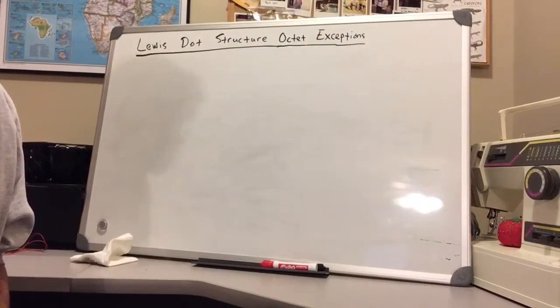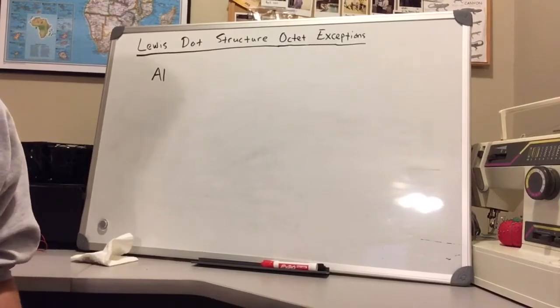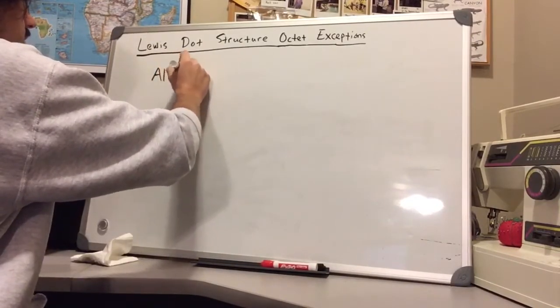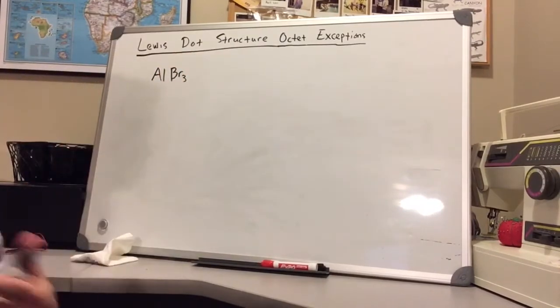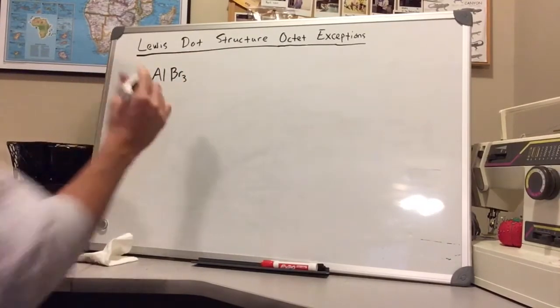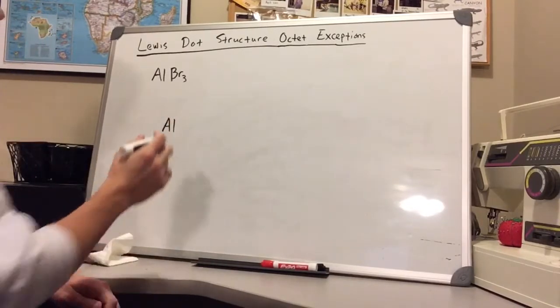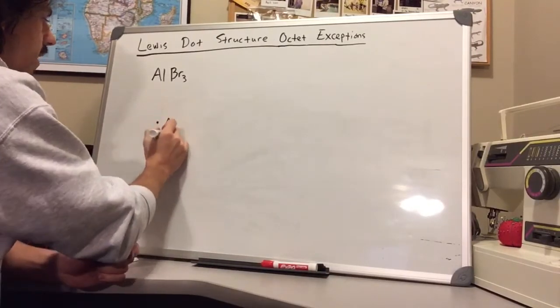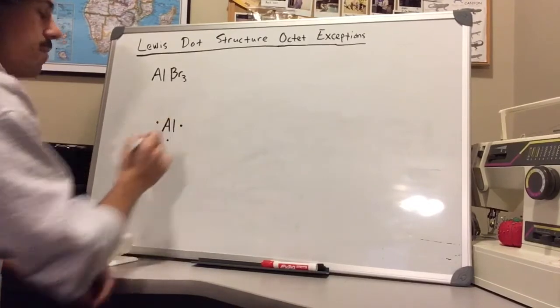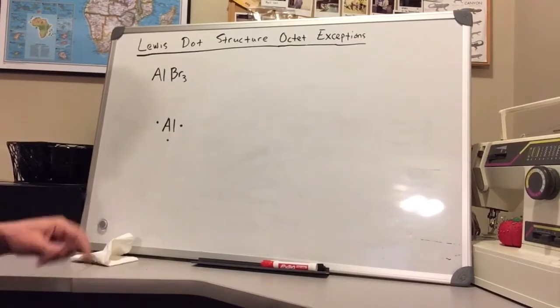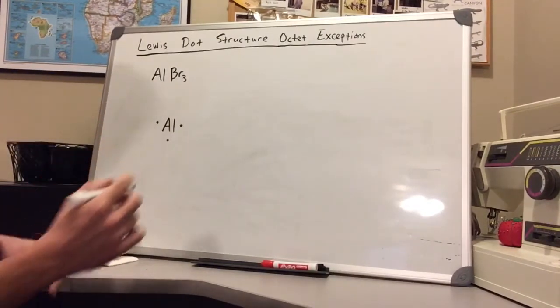I'm going to start with aluminum. It's going to be bonded to 3 bromines. So our aluminum is going to be the central atom. I'll go ahead and draw it, along with its valence electrons. Aluminum has 3 valence electrons. I know this because it is in group 3A of the periodic table, and so it's going to have 3 valence electrons. With my bromines, I'm just going to space them out around my aluminum.